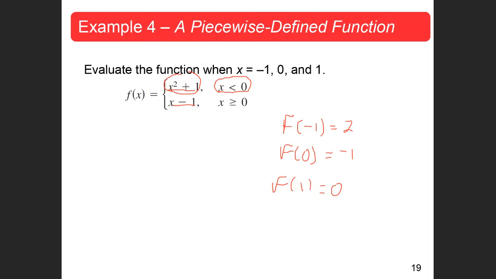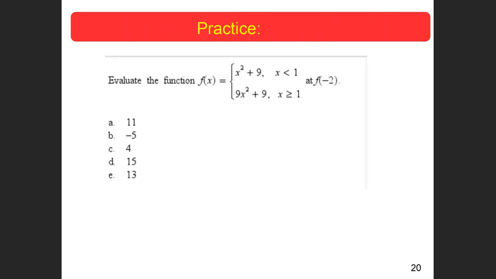So when you have a piecewise function, the first thing you have to do is figure out, okay, which function am I going to use? Because I can't just use the same one all the time. You have to decide where the domain is going to be. So in this problem, it says evaluate the function f of negative 2. So my x value is negative 2. x is less than 1, or x is greater than 1. Well, negative 2 is definitely less than 1, so I'm going to use this function here. That's going to be negative 2 squared plus 9. Negative 2 squared is 4, plus 9, which is 13. So I'm going to go with letter E for that one.